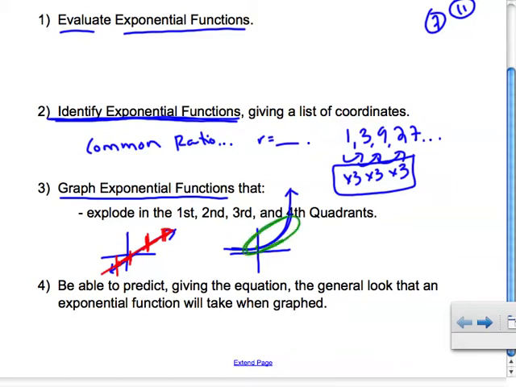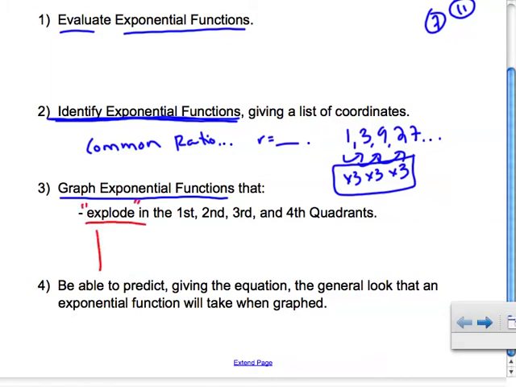These are the dots that we want to get so we can connect them and have a good idea of what that graph is going to look like. So we're going to look for where it is going to explode. That's not a technical math term, but where is your exponential function? Is it going to go like this? Is it going to go like this? What are going to be the most important pieces of that graph, and how can we make sure and pick points that will help us see those most important pieces?